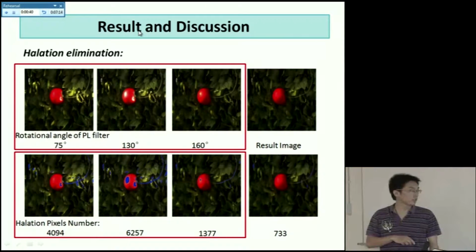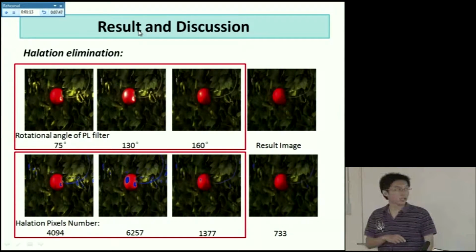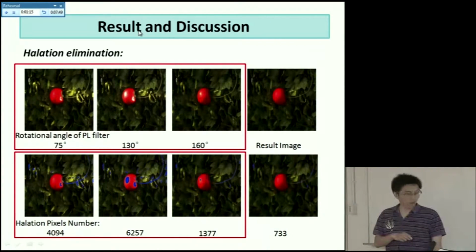So we count the halation pixel numbers in each image. In this one, the halation pixel number is about 4,000, and in this one it's about 6,200. And in this image, there are only about 1,300 pixels. But in our result image, we can see there are only 730 halation pixels left. So, this means the combined result image can minimize the halation area in the whole image.